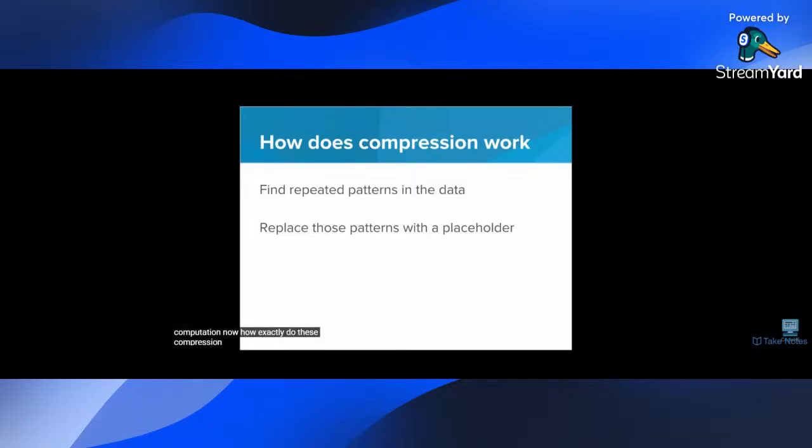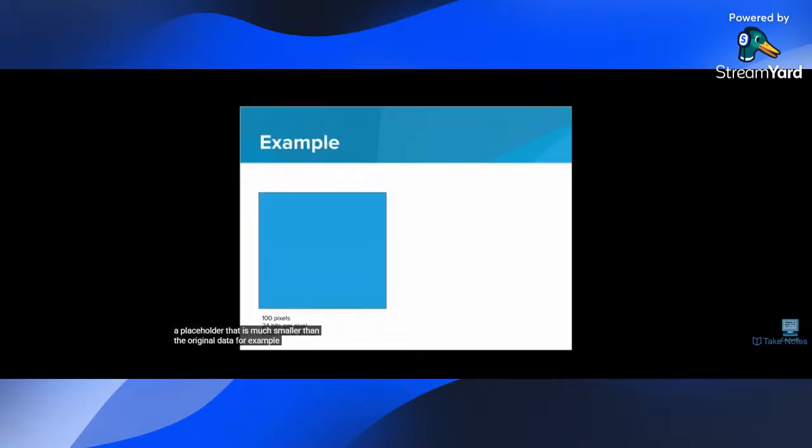Now, how exactly do these compression algorithms work? Really, the way all compression works is we simply find repeated patterns in the data, and we replace those patterns with a placeholder that is much smaller than the original data. For example, say we had an image that was just a massive blue square. We have 100 pixels of blue. Well, that's 100 pixels at 24 bits per pixel, RGB, making it 2400 bits, or 2.4 kilobits. But really, the whole image is blue, so we don't really need to store every single pixel. Instead, we can store one blue pixel, and then also store the number of times that it needs to be repeated.